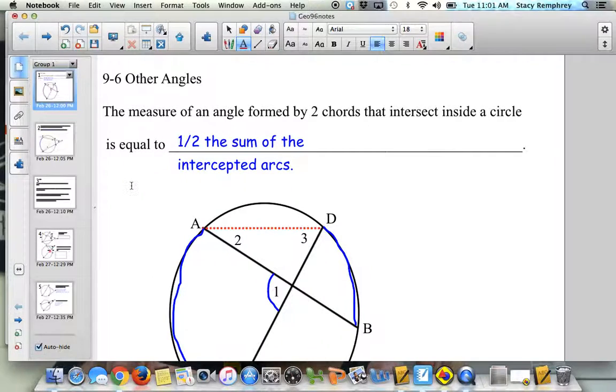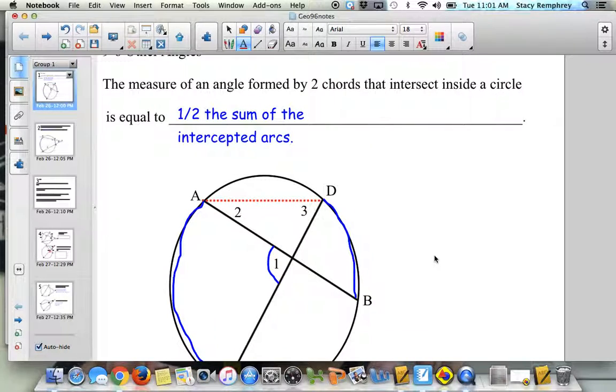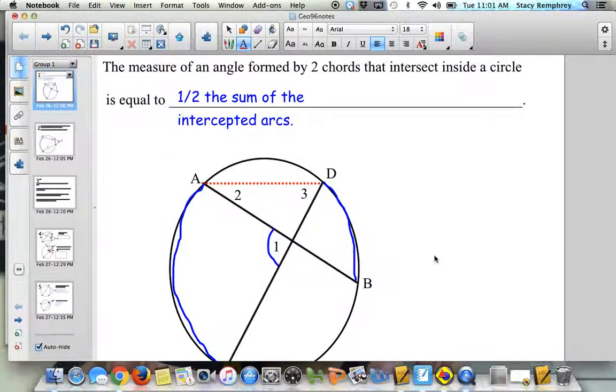Okay, today we are going to be looking at 9-6. We went over a big discussion and kind of a proof as to why this happened in class. I'm not going to get into that in the video, but if you're interested, you can see the book or come see me. What we discovered today is the measure of an angle formed by two chords that intersect inside a circle is equal to half the sum of the intercepted arcs.